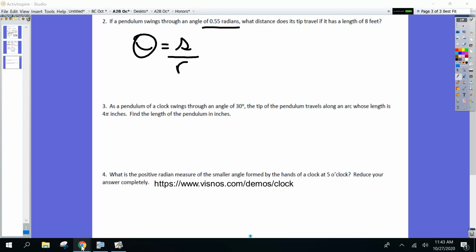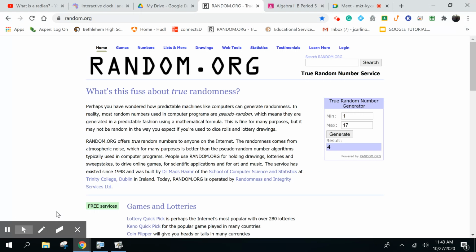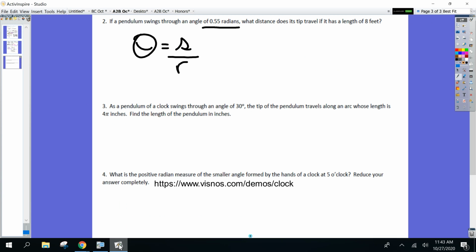0.55 radians, that angle measure. What's that going to be as far as our formula goes? Ella, what's that going to be?